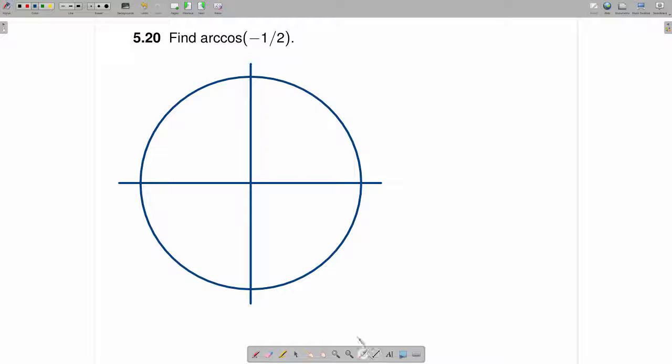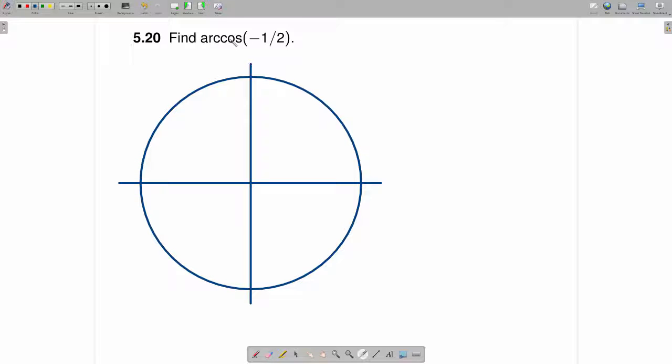Find the arccosine of negative 1/2. When you have a problem that looks like this, you're asking the question, what angle has a cosine of negative 1/2? Well, the arccosine function is defined only on the region from 0 to pi. So restating this in that light, find the angle that has a cosine of negative 1/2 on the range from 0 to pi.